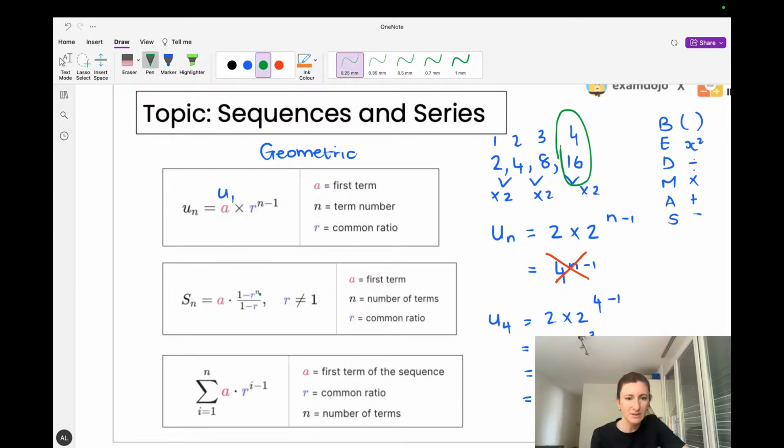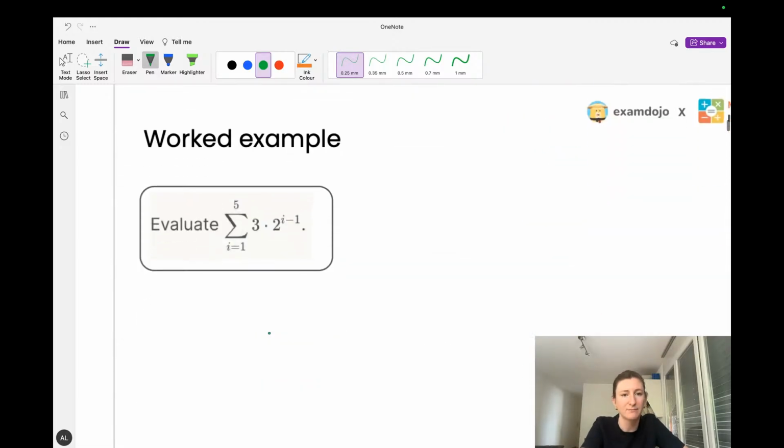And then for the sum, same thing. We take u1, 1 minus the ratio to the power of n, over 1 minus r. Be very careful that you get this the right way around when you copy down this formula. And then again, the sum of a geometric series. Let's do an example of that.